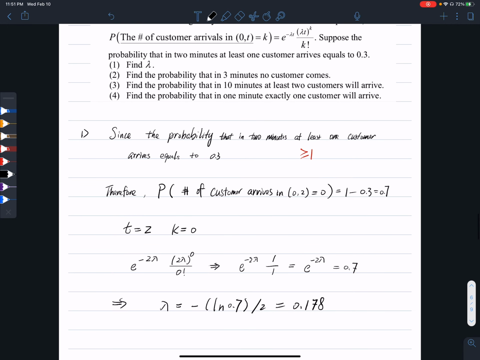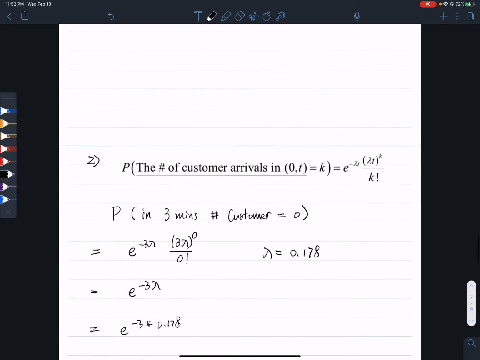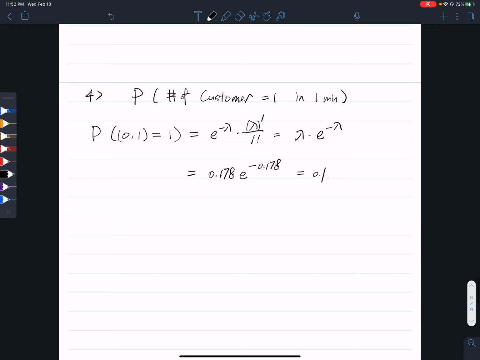Okay, for the last question, find the probability that in 1 minute exactly one customer will arrive. So here, the number of customers equal to 1 in 1 minute. It's also a plug-in. So the probability in 0 to 1 minutes with the customer number equal to 1, so t equal to 1, k equal to 1, we just plug in. So e to the power negative lambda times lambda to the power 1 over 1 factorial. So the result is lambda times e to the power negative lambda.